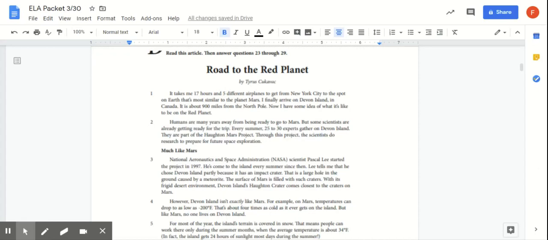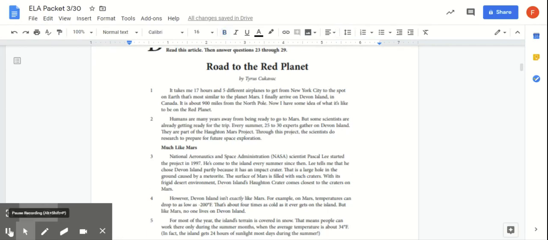Today is Monday, March 30th, and I'm coming to you with reading for today. Today's text is titled Road to the Red Planet by Tyrus Kukovac. As you're reading, you should be taking notes with a paper and a pencil. You should be tracking the differences and the similarities between Devon Island and Mars.